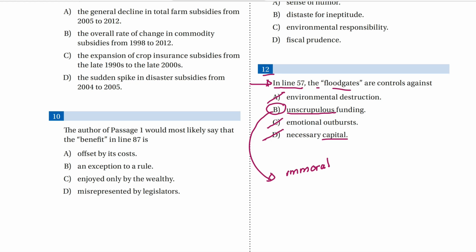Teacher, I did it B, but I didn't understand quite well what unscrupulous funding is. Of course, unscrupulous means negative, and funding, you say like what? Funding which is not based on principles. It has no relation to the environmental destruction you might have thought of. Around the phrase floodgates there was nothing like that at all. There was no emotional outburst. There was no necessary capital at all. And capital here means what?